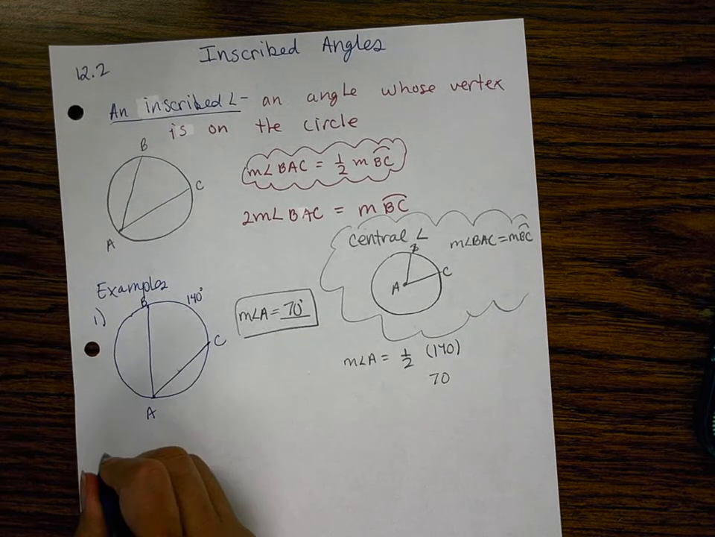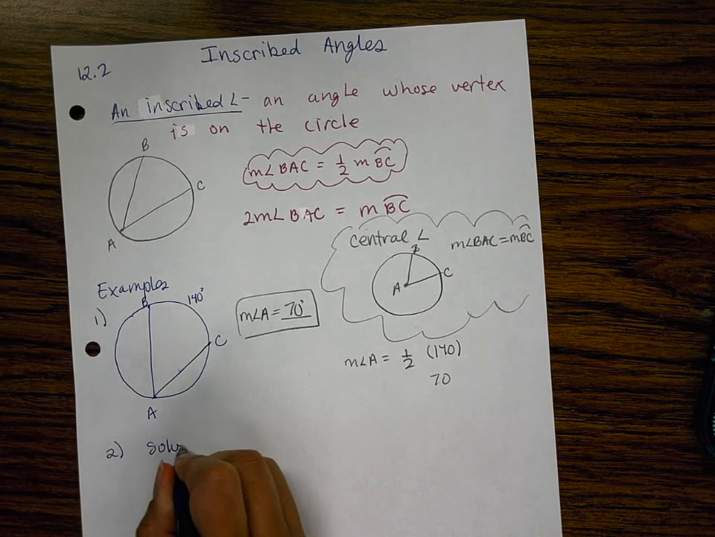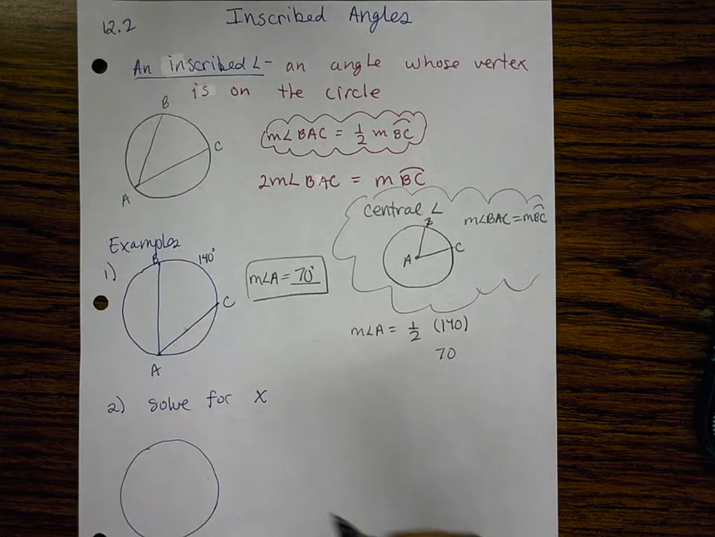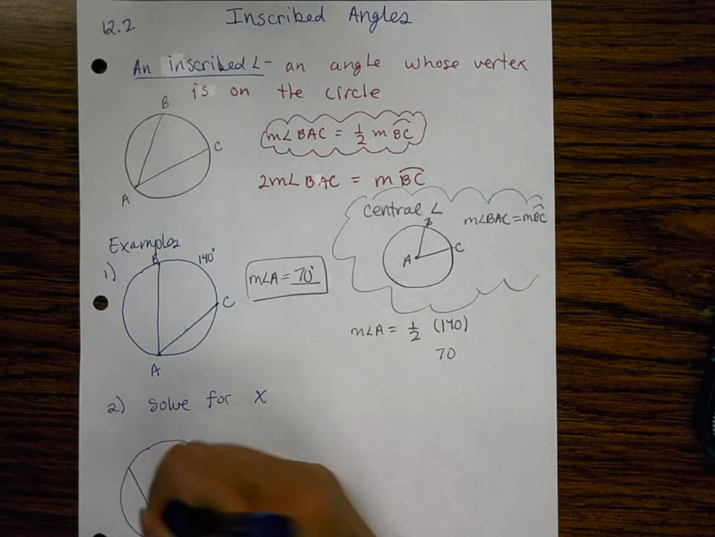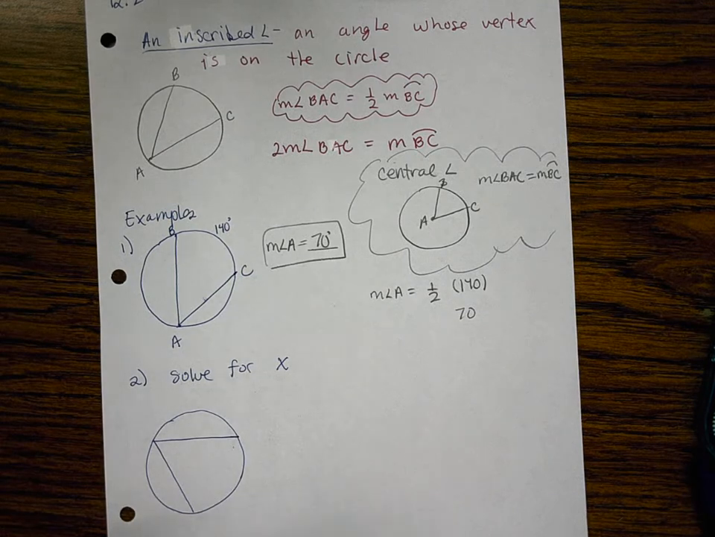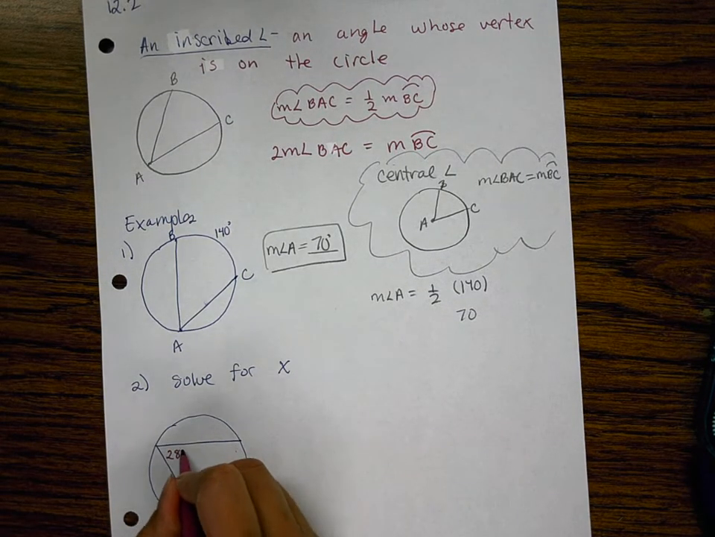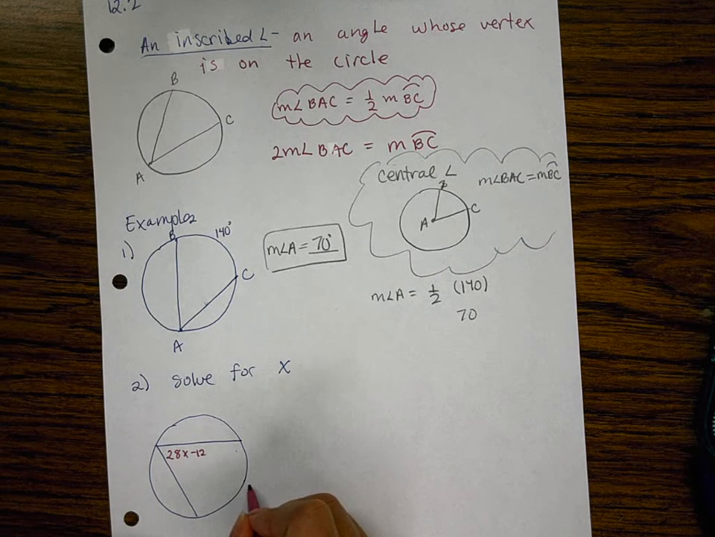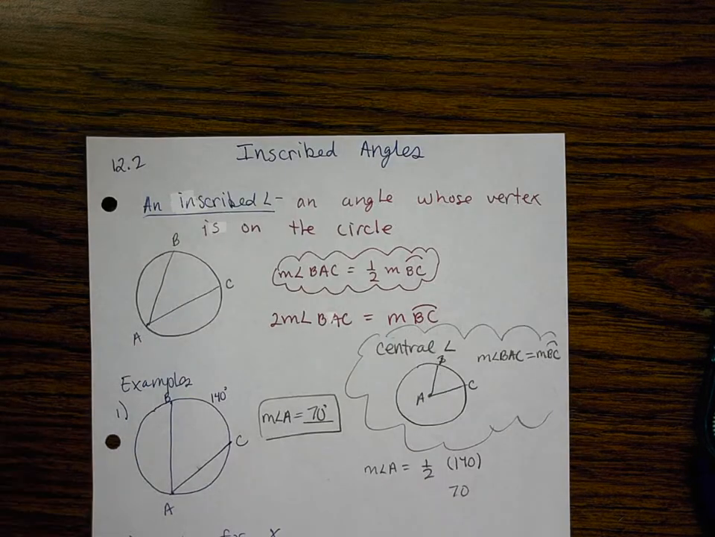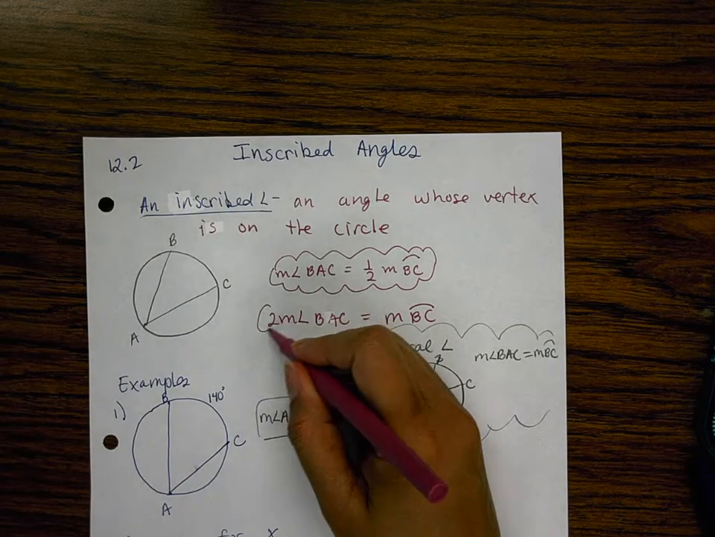Okay, number 2, solve for x. All right, you have your circle. Here's our inscribed angle. And I'm going to give you that the angle on the inside is 28x minus 12. And the arc on the outside is 200. Okay, so what you're going to do is use one of these formulas up here. I'm going to bubble this one in as well.